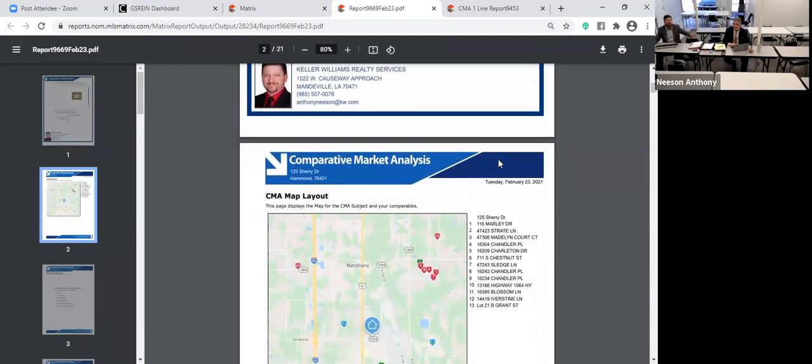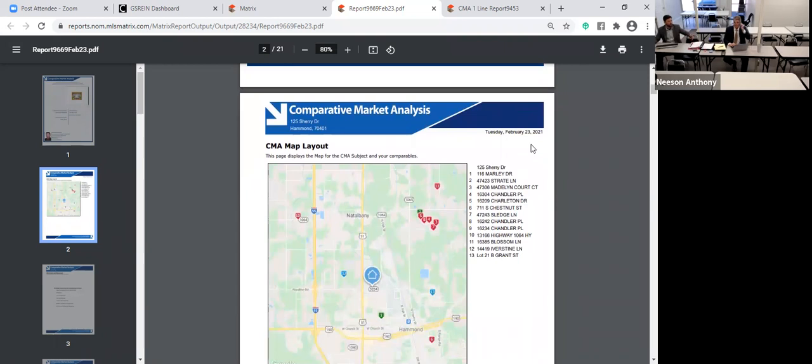And now we start going through the things that we put in here. So here's that CMA map. Remember, I moved it up to the first thing. Well, this is now the first thing. So it has my address, it's got the date, and now it shows me all of the properties that I'm using as a comparison. It also shows me where my house is because I put that on the map.